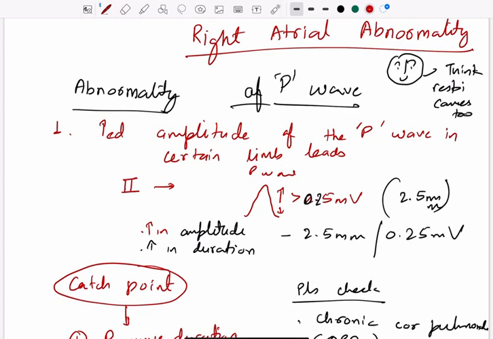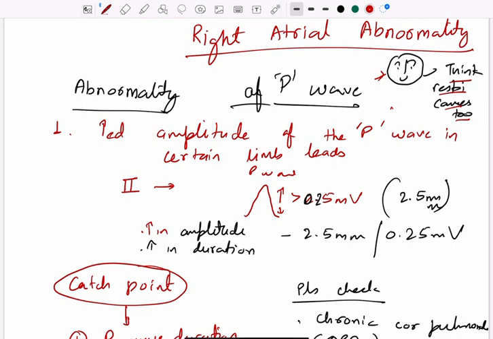Before starting, I have made a diagram here. You see, think RESP causes 2. It is just a reminder that whenever you get right atrial abnormality, you should also think of the respiratory causes. We will cover this subsequently as we push forward in this module, but this is just a hint on how to go about it.